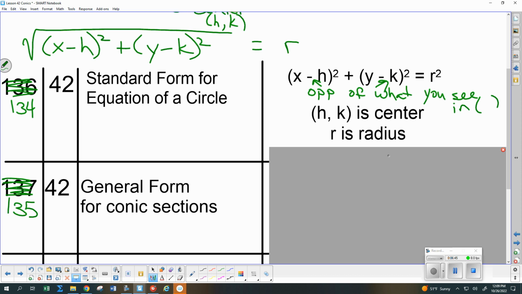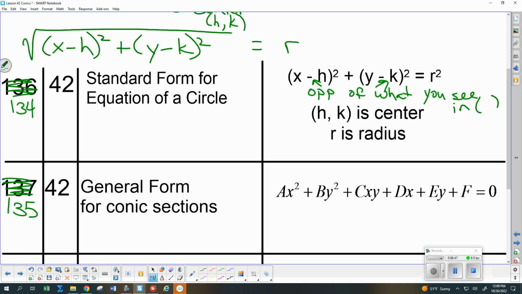But in general, for any of these conic sections, you could have an x squared, you could have a y squared, you could have an xy term, you could have an x term, a y term, a constant term, but we want it equal to 0 for our general form. The order matters. If you have an x squared term, you're going to write it first. If you have a y squared term, you're going to write it next.